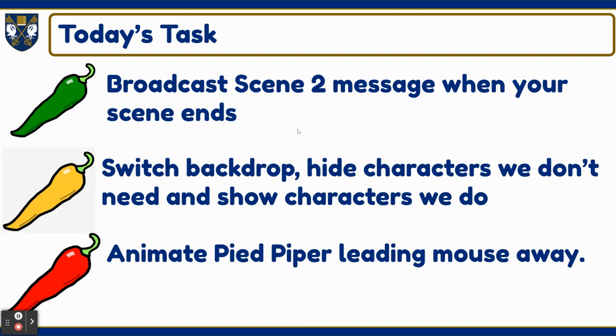Our challenge today is to broadcast a scene 2 message when your scene ends, to switch backdrop, hide characters we don't need, and show characters that we do when we receive that scene 2 message. And then to use the next costume to animate our Pied Piper character leading our mice away.